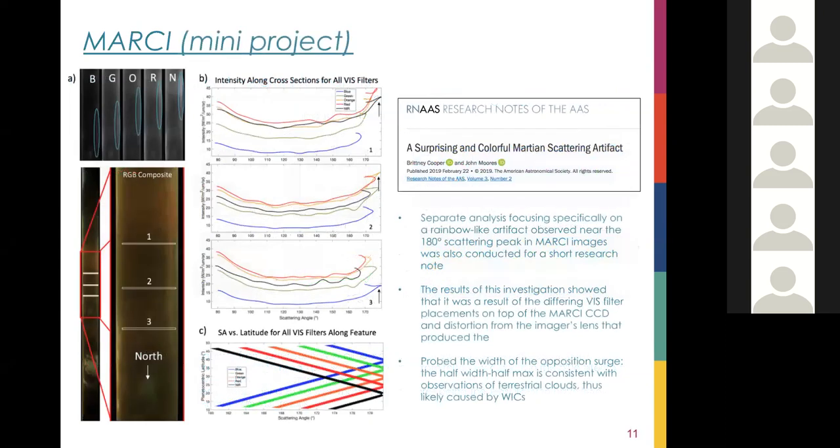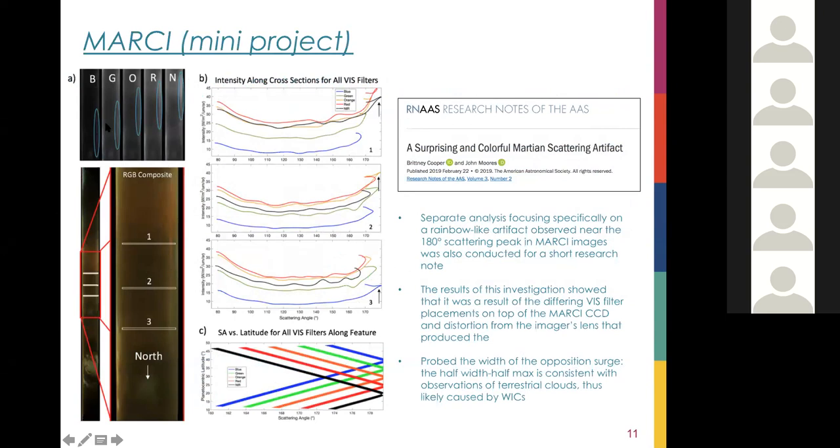We also did a little bit of work with MARSI data and produced this sort of little mini project, a research note. The one scattering feature that you can see on Mars quite frequently is the opposition surge. And when you're working with a push broom imager, it gets kind of smeared out to look like a long strip.